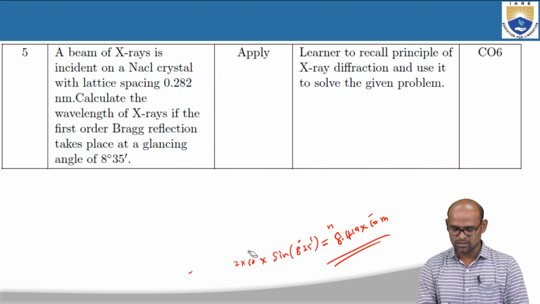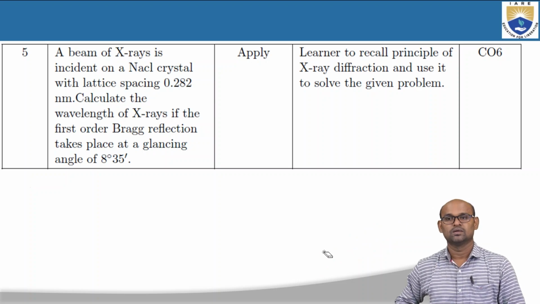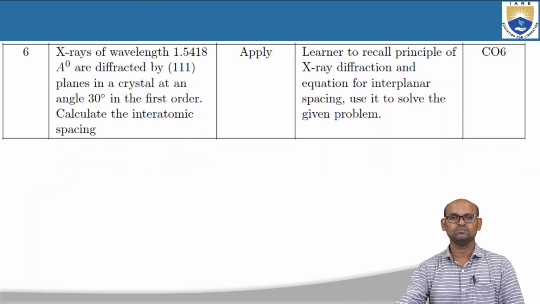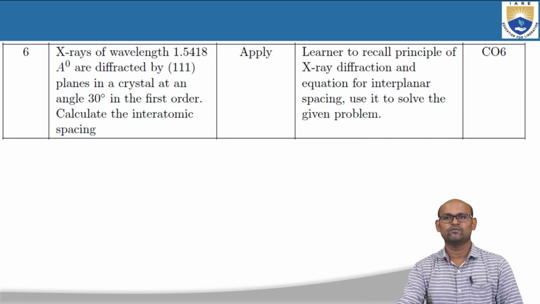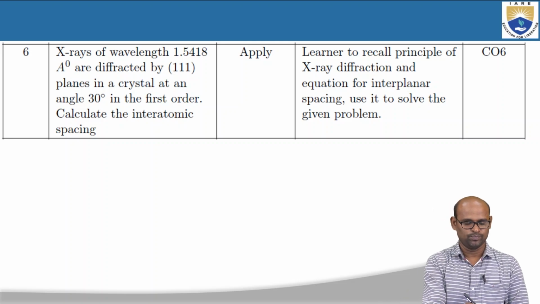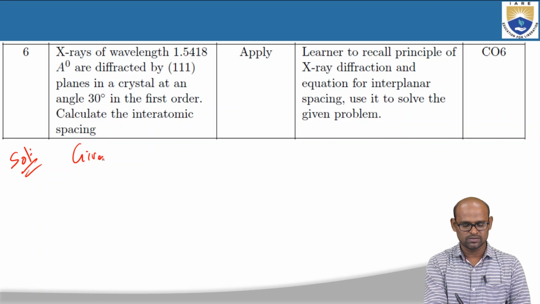So let us go to the next problem. We have used here Bragg's law, and earlier we used Scherrer's formula and the surface area to volume ratio of a cube and sphere. Next problem: X-rays of wavelength 1.5418 angstrom are diffracted by 111 planes in a crystal at an angle of 30 degrees in the first order. Calculate the interatomic spacing. So we need to calculate the interatomic spacing.